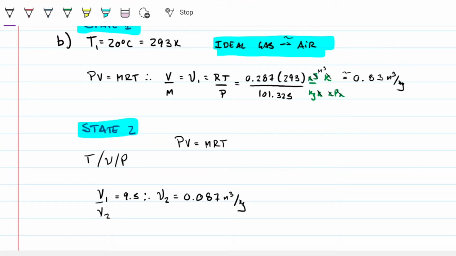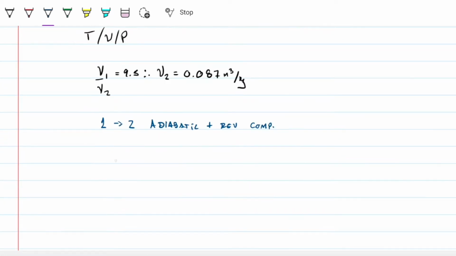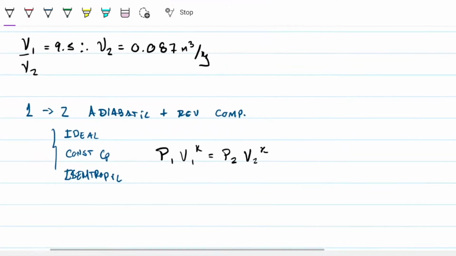The other thing we can use to our advantage is that from 1 to 2 we have an adiabatic plus reversible compression. And in this case we have an ideal gas considering constant CPs and CVs, and we have an isentropic transformation, right? Because of that, there's a relationship which says P1 V1 to the K equals P2 V2 to the K. We don't have the actual V's, but we have the relationship between the two.